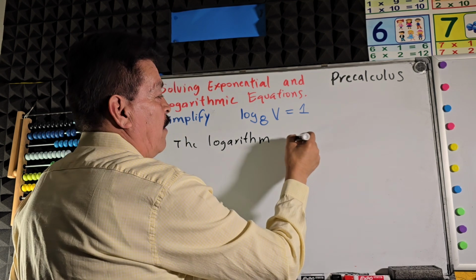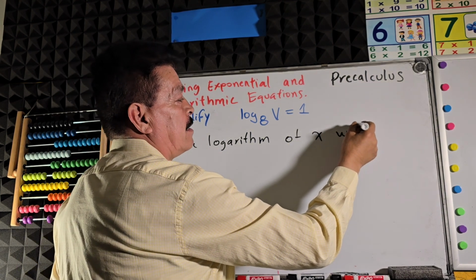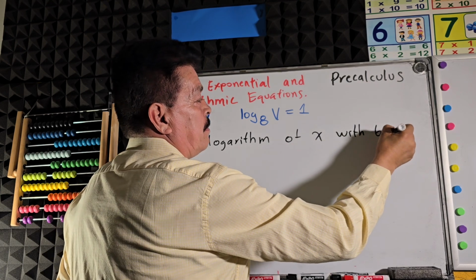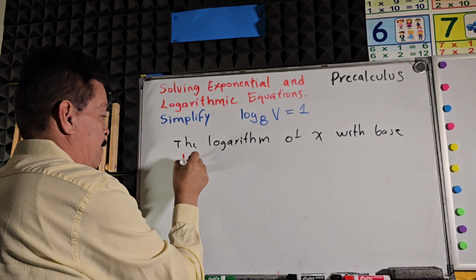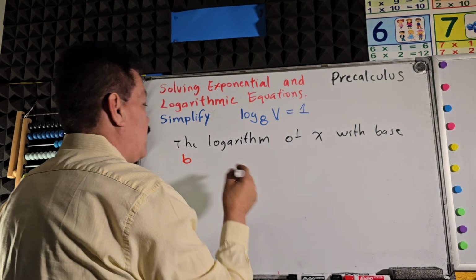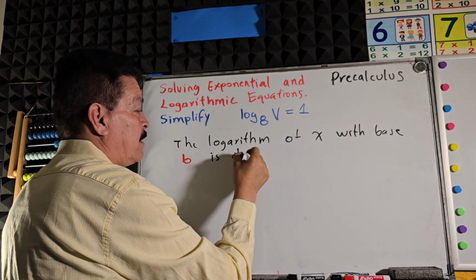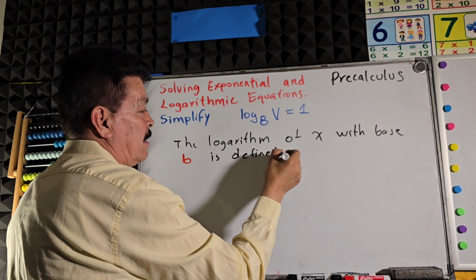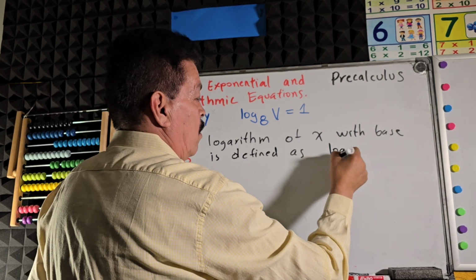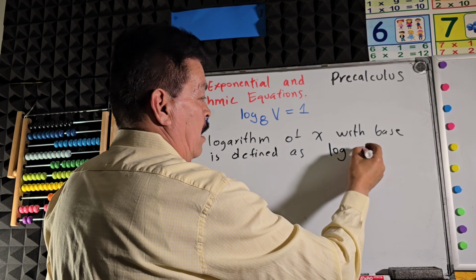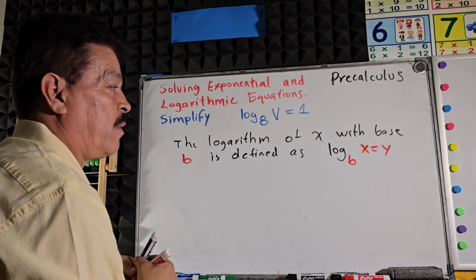So the logarithm of x with base b is defined as log base b of x equals y. Okay, it's in that way.